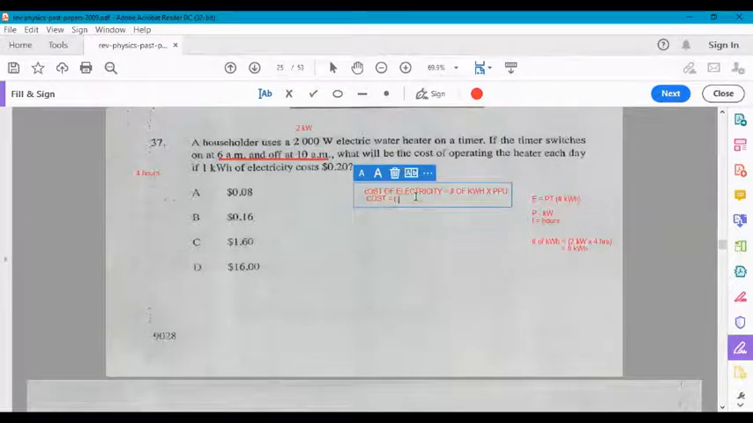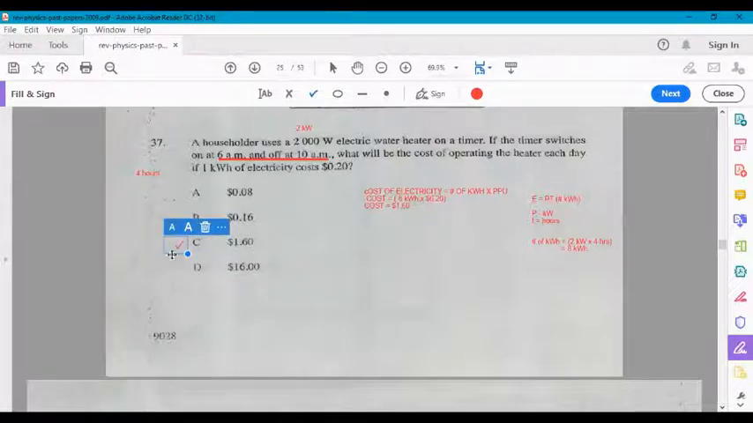So if we use this much electrical energy, 8 kilowatt hours, and every one costs 20 cents, then how much do we owe BPL at the end of the month? 8 kilowatt hours multiplied by 20 cents per unit. So we owe $1.60 for the use of that electric water heater. That is not realistic, of course, but that's the answer, C.